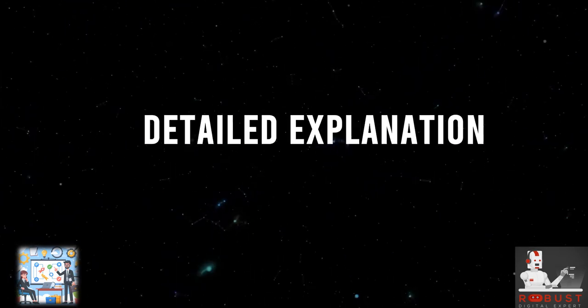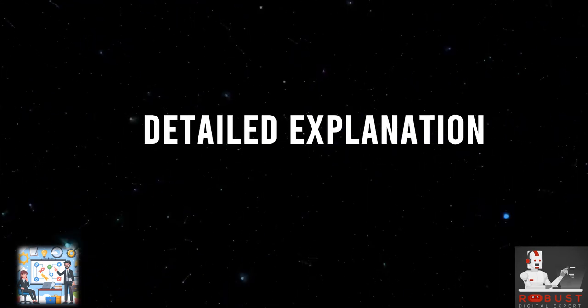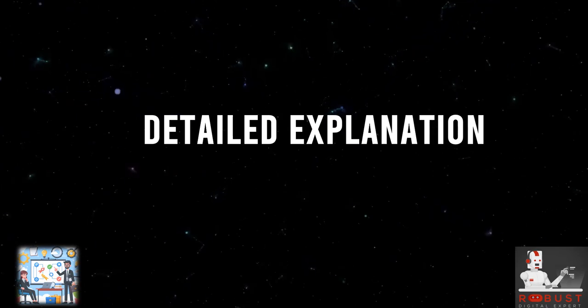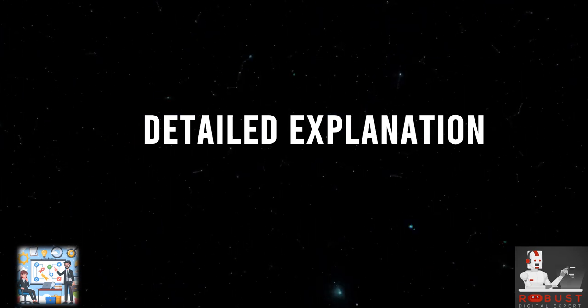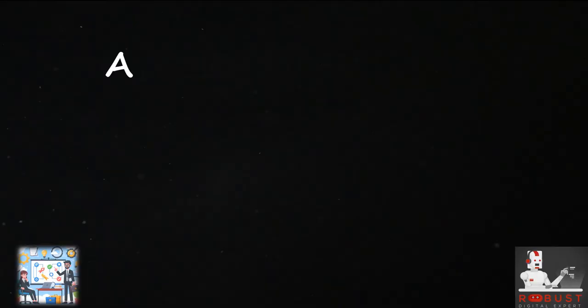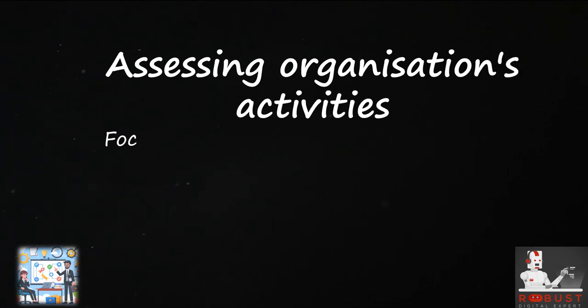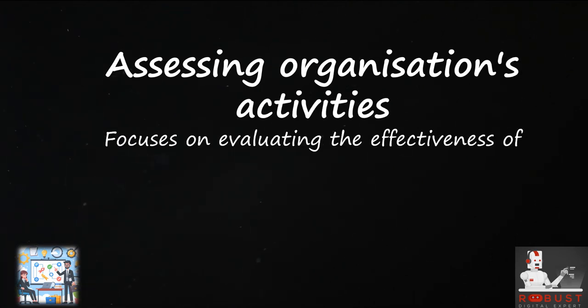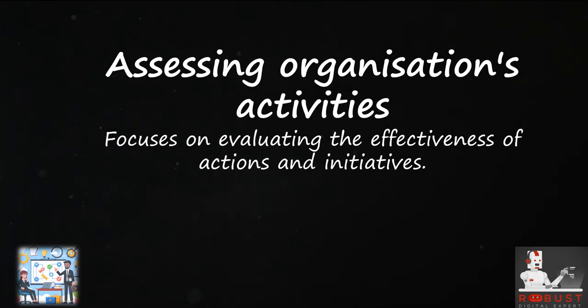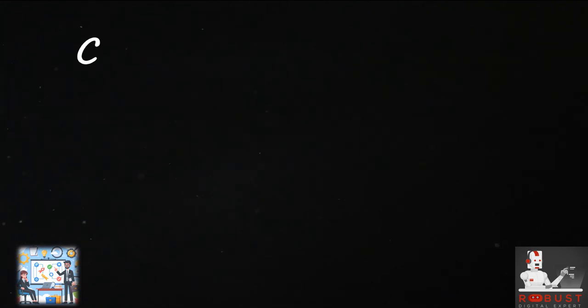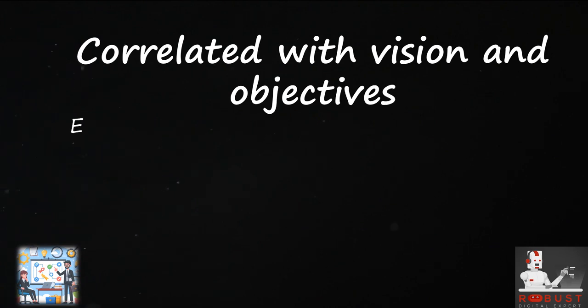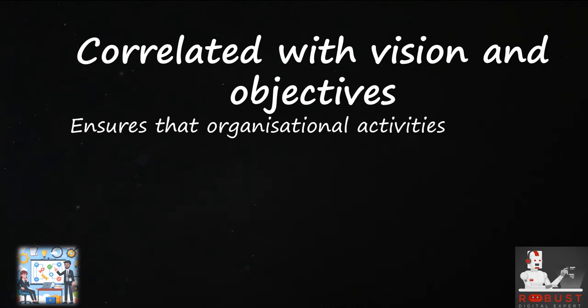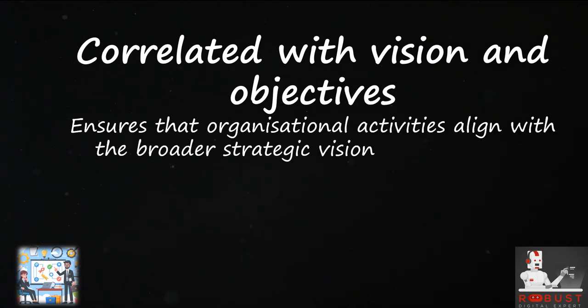Detailed explanation. Assessing organizations' activities focuses on evaluating the effectiveness of actions and initiatives correlated with vision and objectives. Ensures that organizational activities align with the broader strategic vision and objectives.